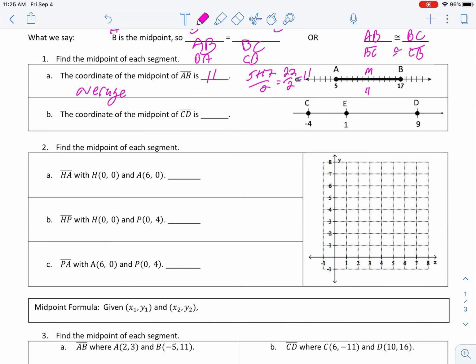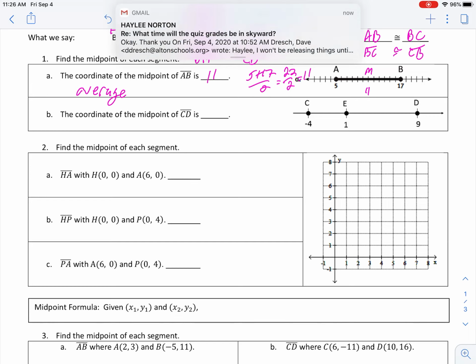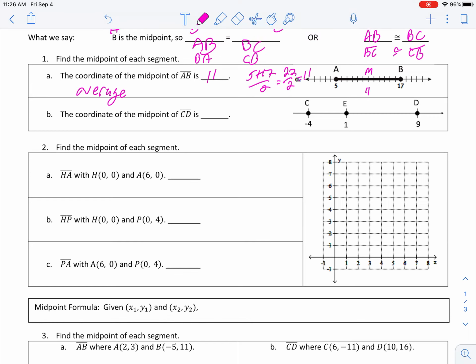Okay, so on 1b here, C is at -4, D is at 9. So again, as we talked about, we are going to be taking the average here. So -4 plus 9 divided by 2. So -4, watch your signs, plus 9 is 5.